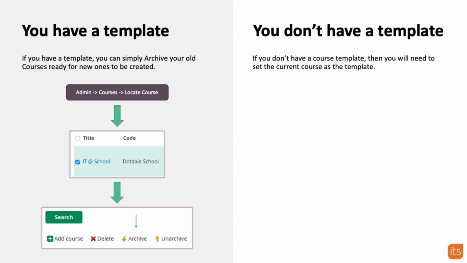Really easy to unarchive them if we make a mistake, so don't worry about that. Just don't press delete. We can undo that as well. So tick the ones we need, press Archive, job done.